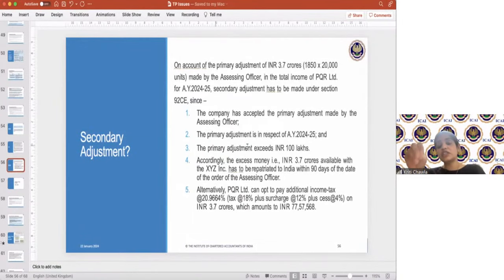Also, there was a threshold which I forgot to mention. The primary adjustment has to be more than 1 crore rupees, and hence secondary adjustment came into play. The primary adjustment was 3.7 crore rupees, and hence secondary adjustment came into play.